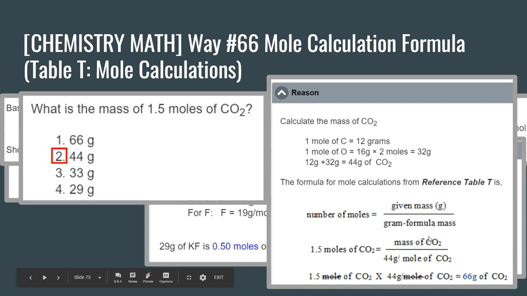Sometimes this will be given to you. Sometimes you'll have to calculate it for yourself. In either case, once you have these two bits of information, you can go between mass and moles using this formula.